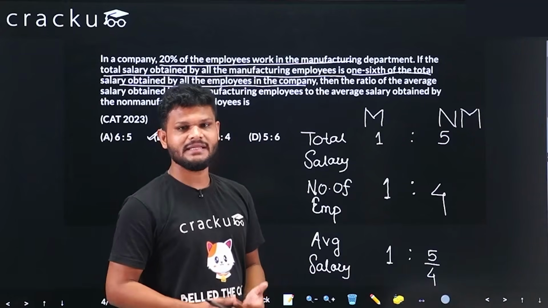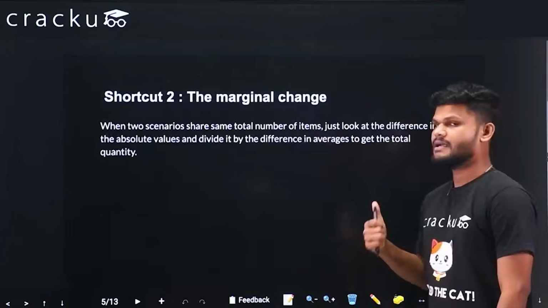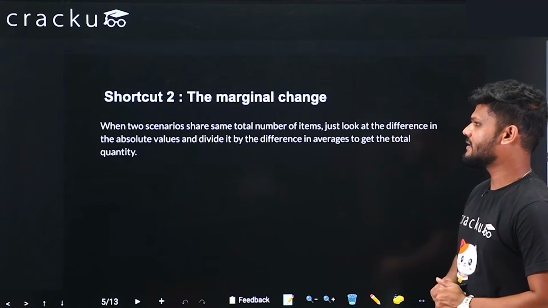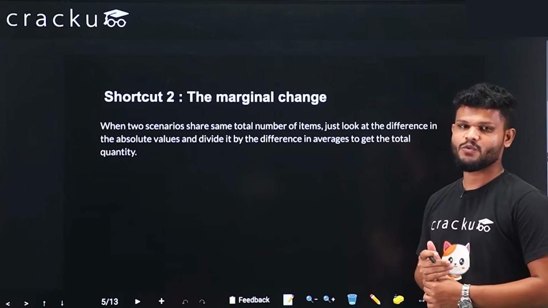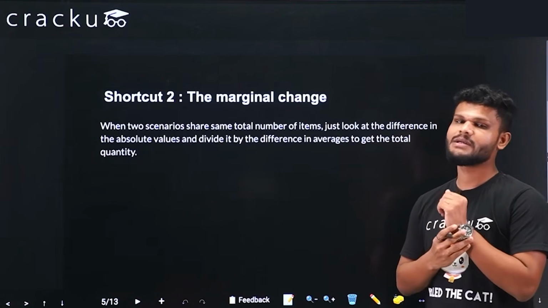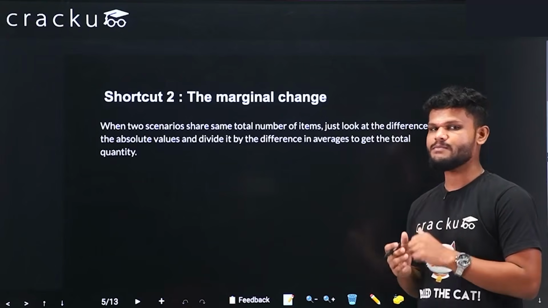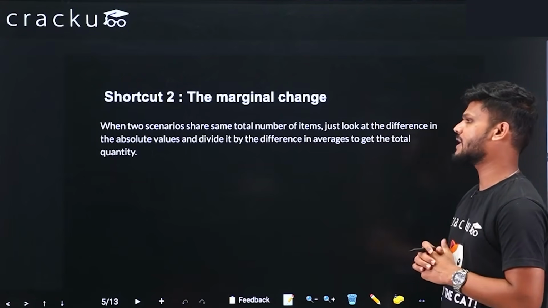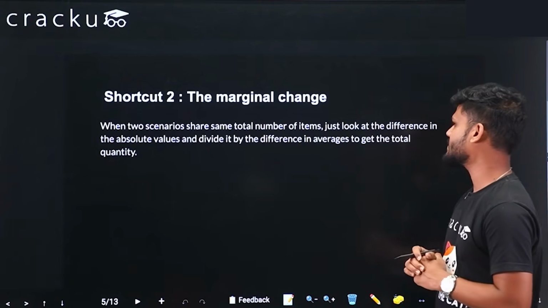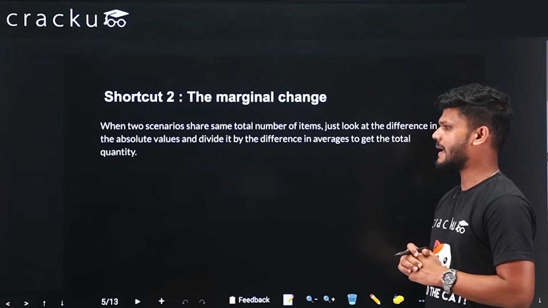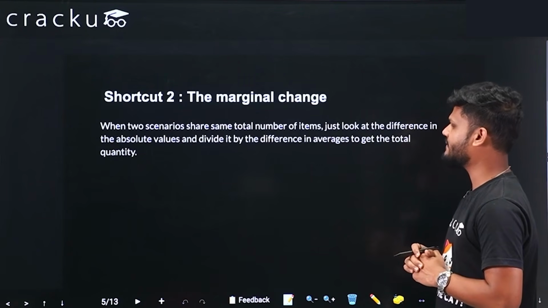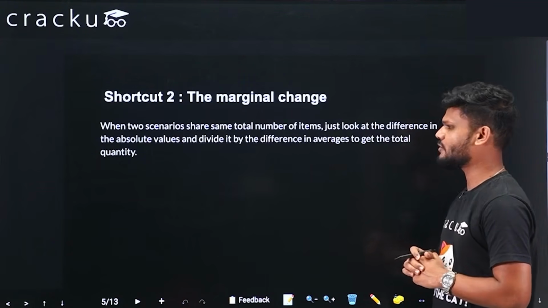Now let us look at the next shortcut. Now this is important. It says the marginal change shortcut. What is it? It is basically a short concept which you can use when you spot some pattern. So it says when two scenarios share the same total number of items, just look at the difference in the absolute values and divide it by the difference in the averages to get the total quantity.